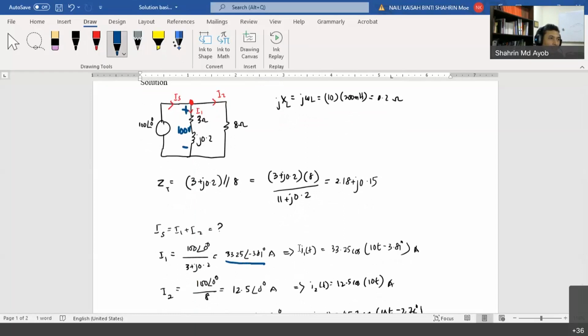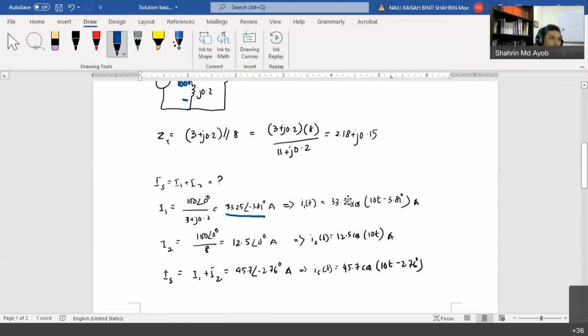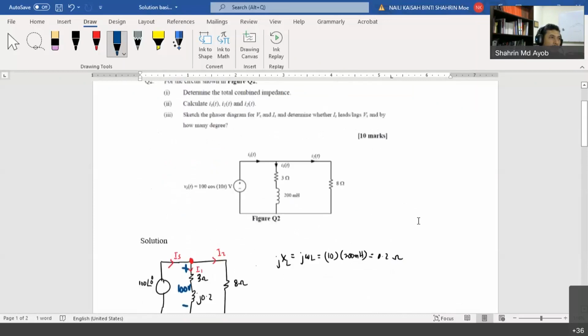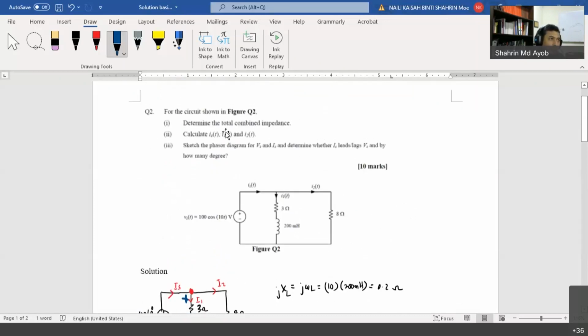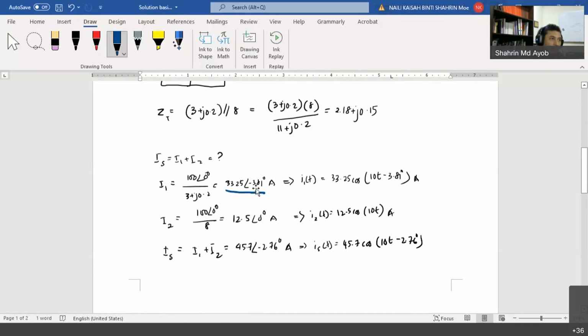But the question wants I1 in time domain, right? So you need to convert into time domain: 33.25 cos(10t minus 3.81). All must be converted back into time domain, because the question is to calculate IS(t), I1(t), and I2(t). If you just leave your answer in phasor domain, I will give you half marks, because you didn't answer the question fully.